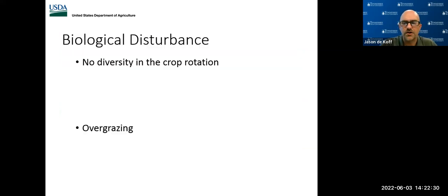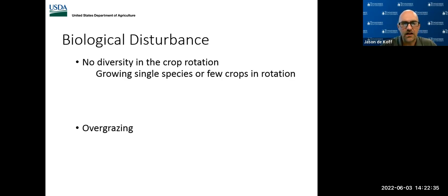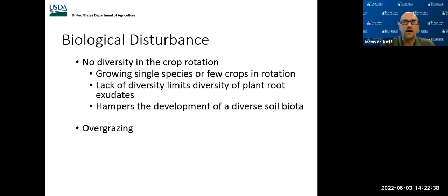Now, biological disturbances, there are a couple of examples here. When we don't have any diversity, that's a biological disturbance, because the roots of each plant are going to exude a certain type of carbohydrate or a certain group of carbohydrates, and those are going to be needed by a certain type of microbe. So if you've only got one species being grown, then you're limited to very few carbohydrates being given out by the roots, and so very few different types of microbes out there.